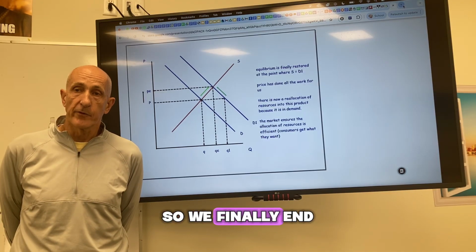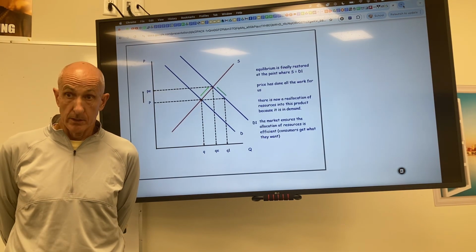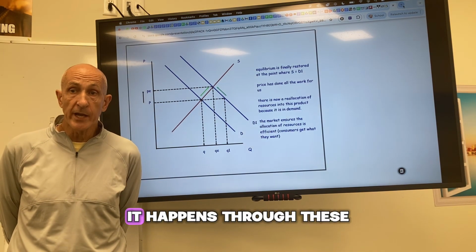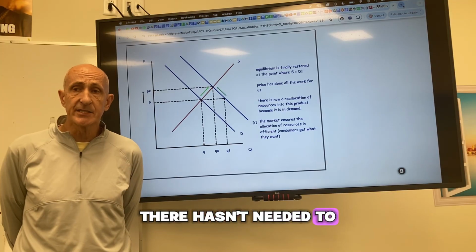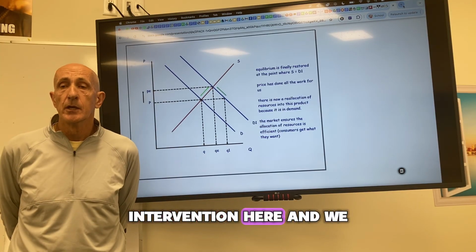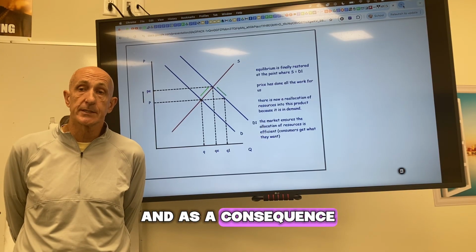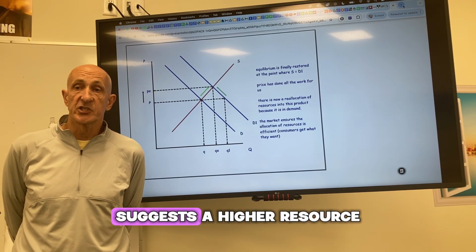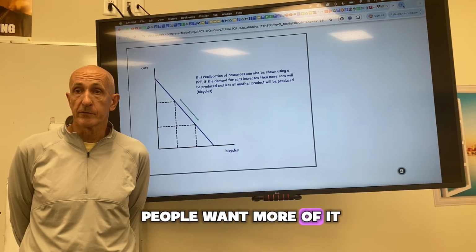So we finally end up at that new equilibrium point where supply is equal to demand. It happens naturally. It happens through these forces of the free market. There hasn't needed to be any government intervention here, and we move to this new equilibrium, and as a consequence, the new equilibrium suggests a higher resource allocation to this product because we want it, people want more of it.